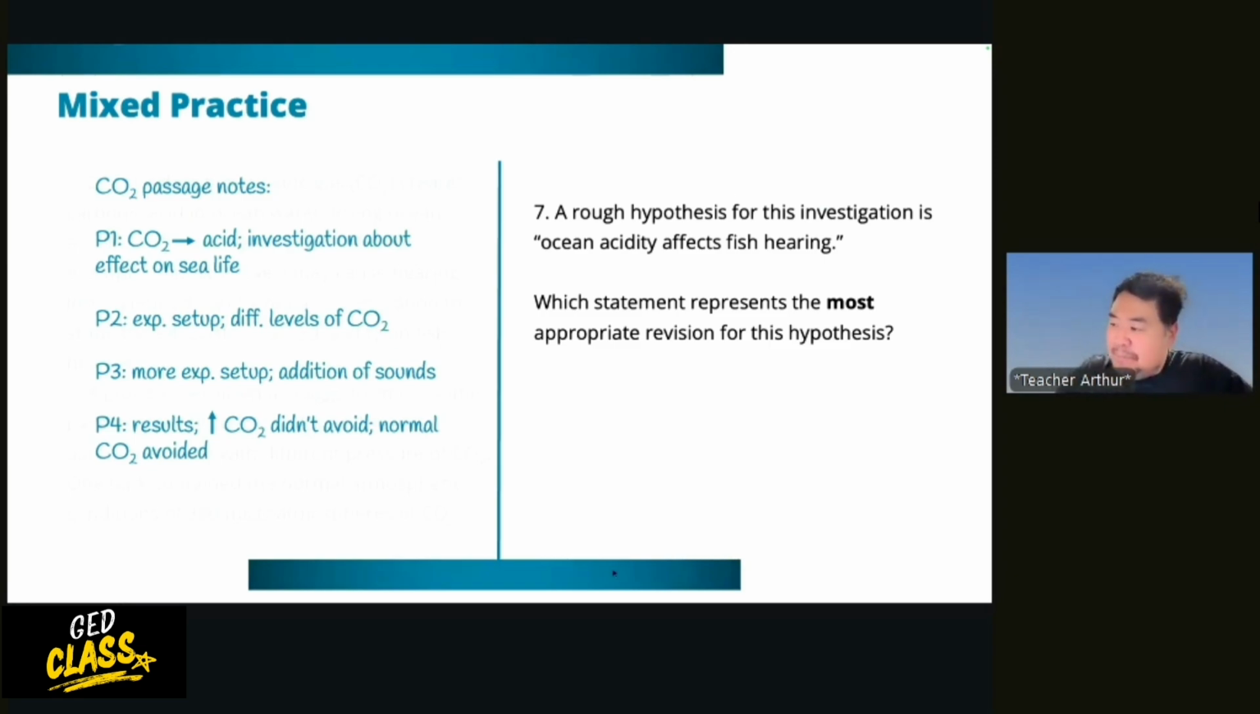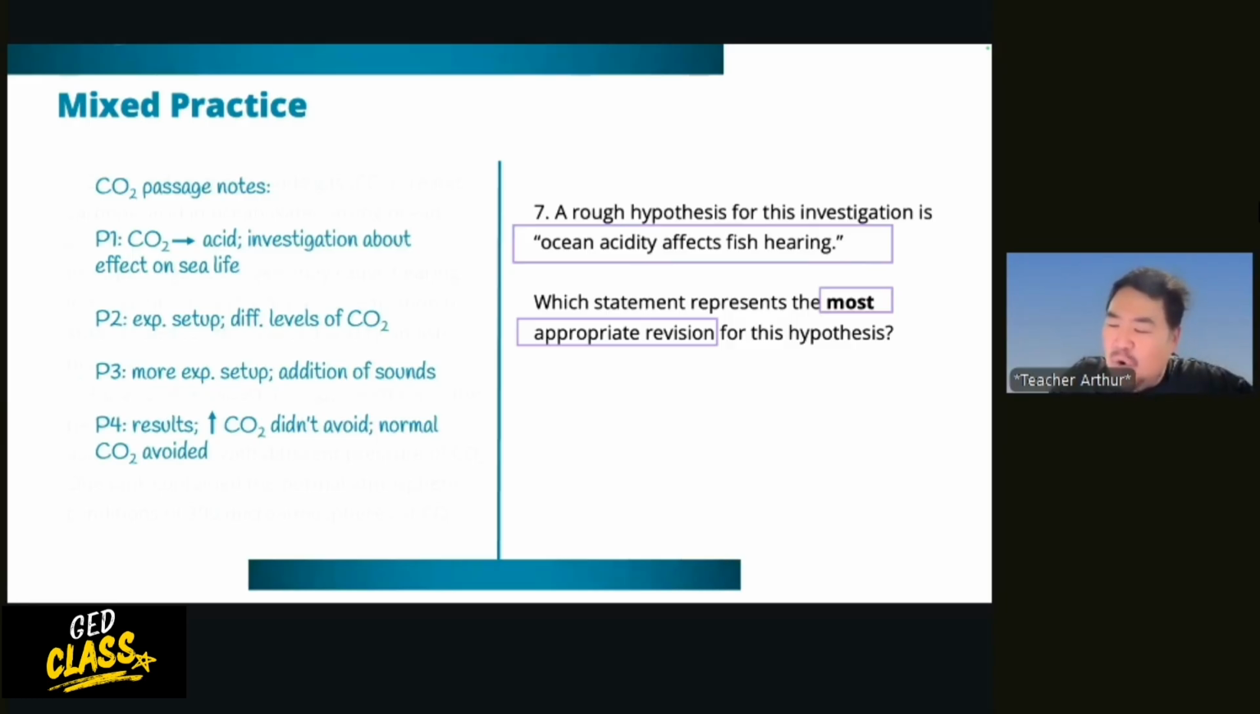A rough hypothesis for this investigation is ocean acidity affects fish hearing. Which statement represents the most appropriate revision for this hypothesis? So notice they're not saying that the first hypothesis is wrong. They're just saying it's a rough hypothesis. Ocean acidity affects fish hearing. You want the statement that represents the most appropriate revision.